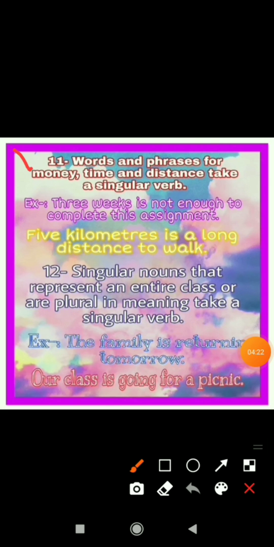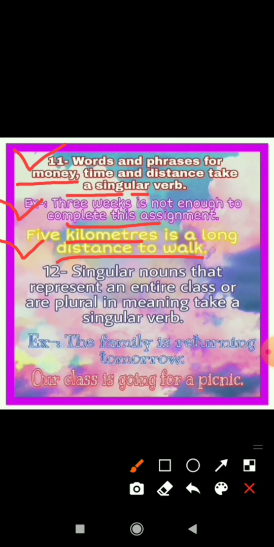Rule number 11 is words and phrases for money, time and distance take a singular verb. So words and phrases which express time and distance, and when we talk about money, they take a singular verb. Example, you can see, 3 weeks is not enough to complete this assignment. So although 3 weeks is plural, they are referring to time, so that's why we have used a singular verb here. Second example is 5 kilometers is a long distance to walk. So here kilometers is plural but we have considered it as singular, so we have used is here because it is expressing the distance of a place.